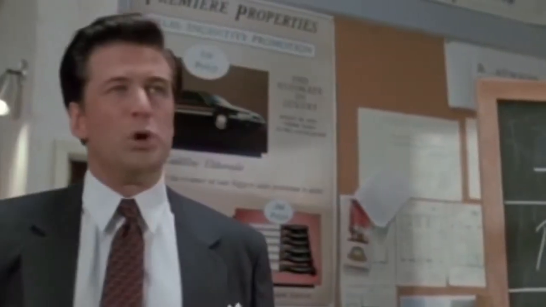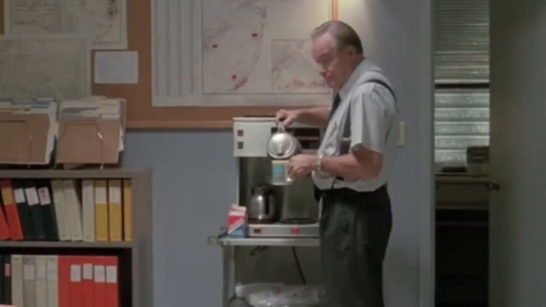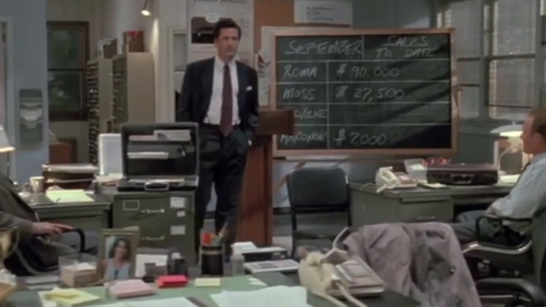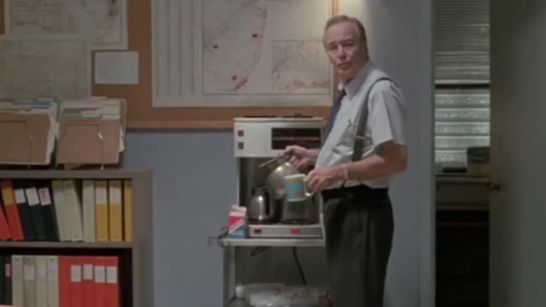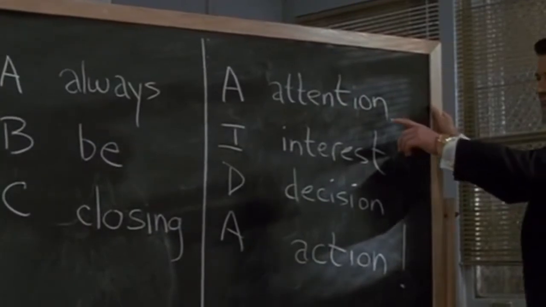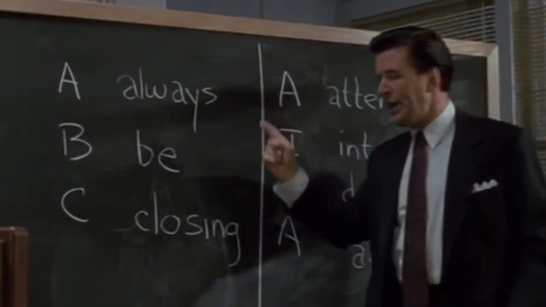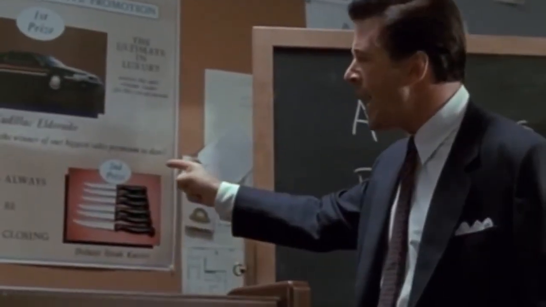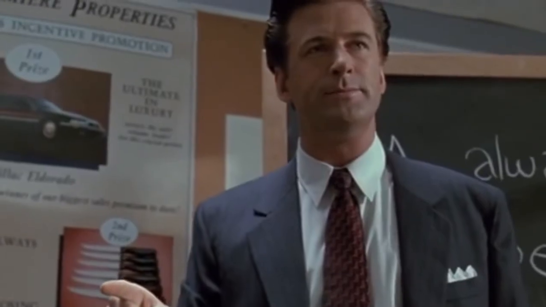Let's talk about something important. Are they all here? All but one. Well, I'm going anyway. Let's talk about something important. Put that coffee down. Coffee's for closers only. A, B, C. A always B, B, C closing. Always be closing.